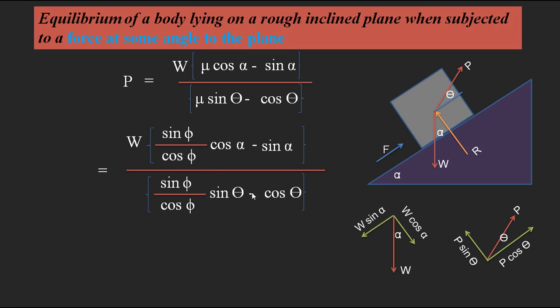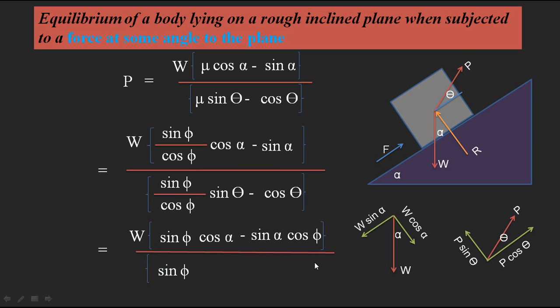Okay, now when you take the LCM, we can write it as W of sin phi cos alpha. When you are taking LCM, we need to multiply this cos phi to the sin alpha, minus sin alpha into cos phi, and again divided by sin phi into sin theta, and minus cos theta into cos phi. We need to multiply this cos phi to this cos theta, then minus cos theta cos phi. Okay, this is the equation we got.